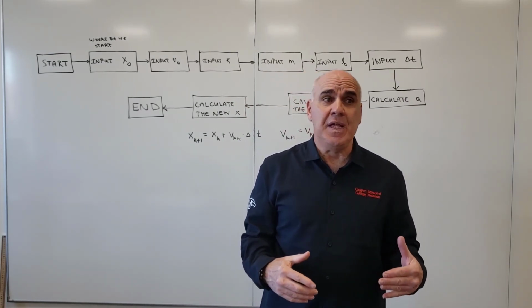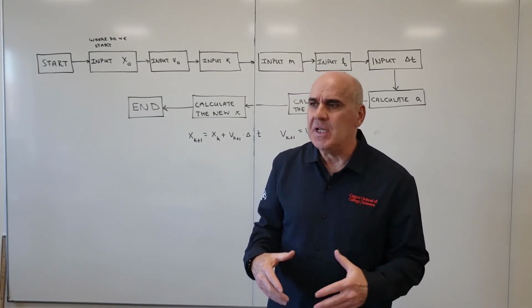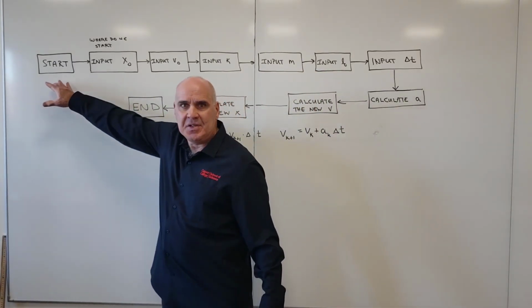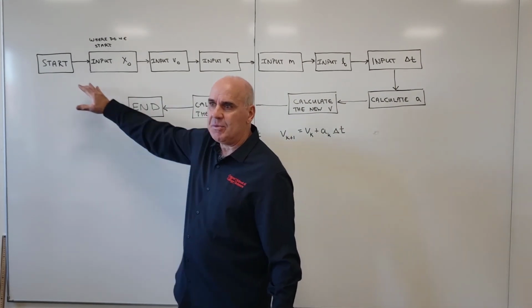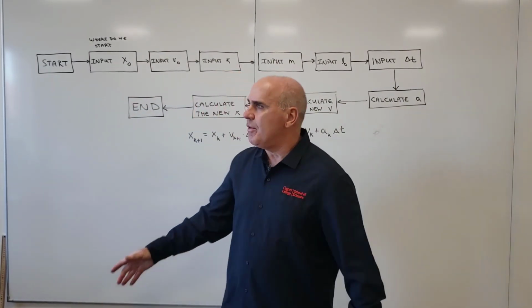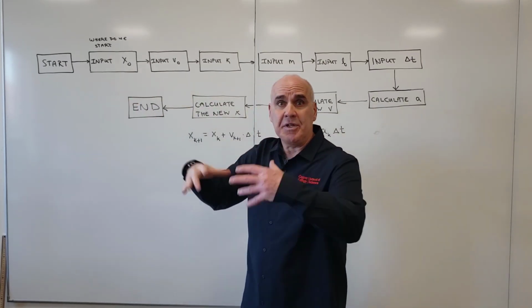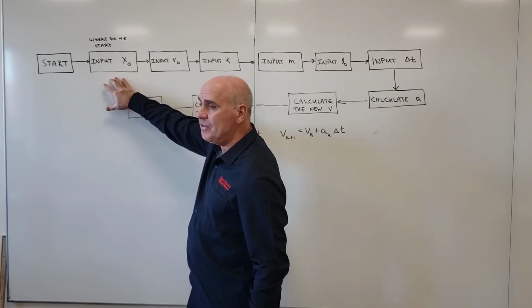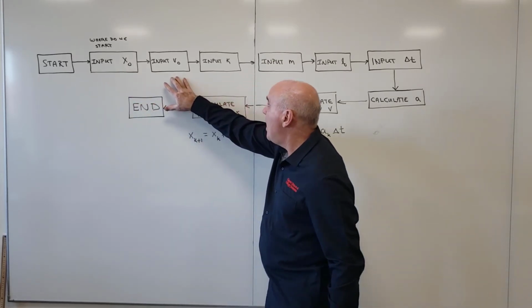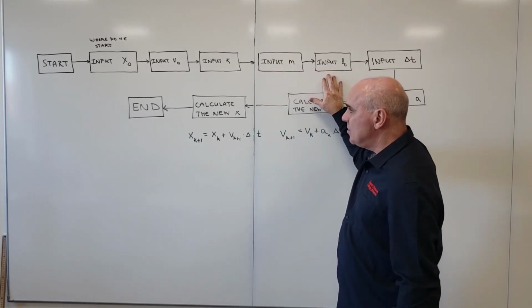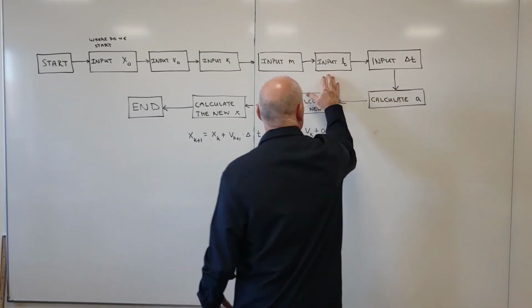We're actually going to do that in a little bit, but for right now, let's just stick with the boxes. We always have a start and an end. This is the way programming is going to look: where do I start, where do I end? The number of boxes is going to vary. The first thing we need to do is bring in whatever input information we have. You may recall from the problem, we had some initial position, some initial velocity, the spring constant, the mass, and the unstretched length of the spring.